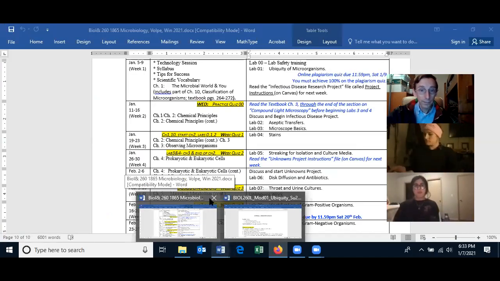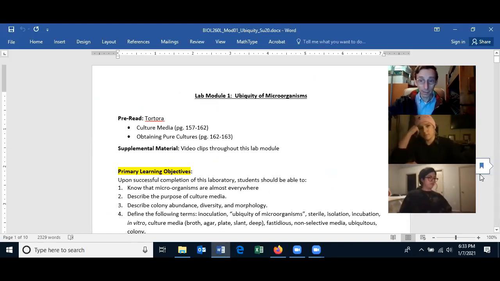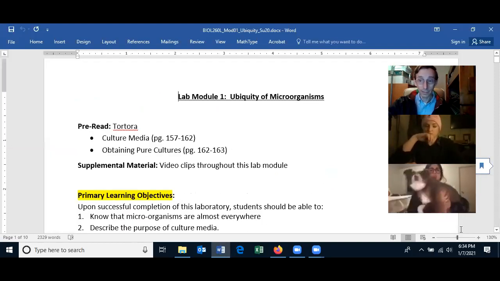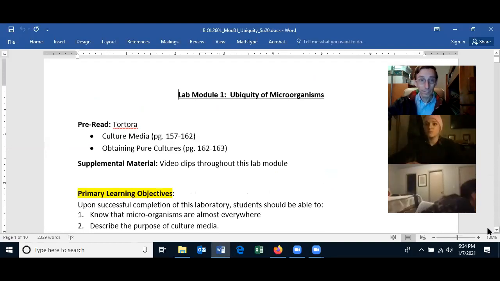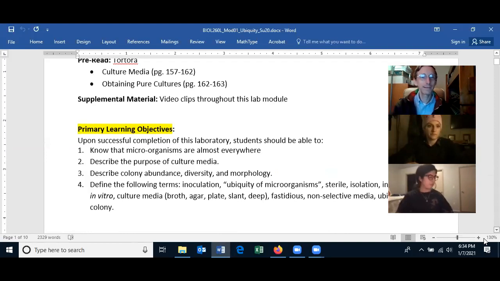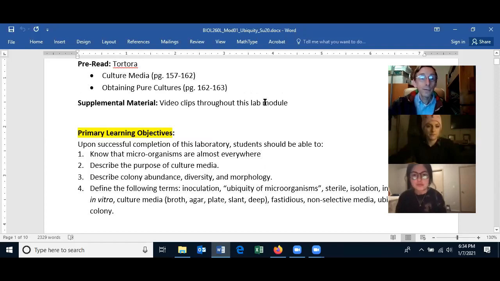If not, I'm going to shut that. Let me see what this is. Oh, Lab Module 1. Okay, good. This is the lab we'll be talking about, the ubiquity of microorganisms. You can click on the link to this and take a look there. Aha! Bringing your dog to the lab. So you do need to pre-read.